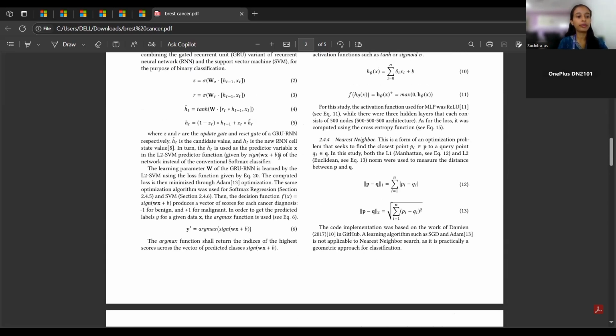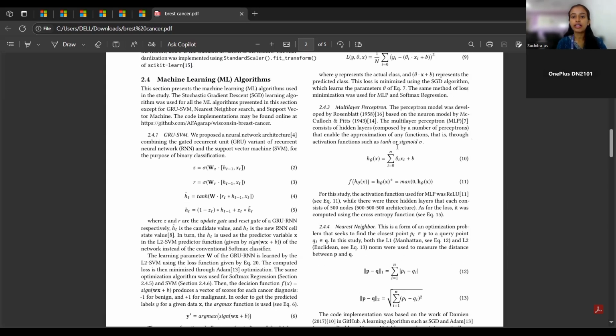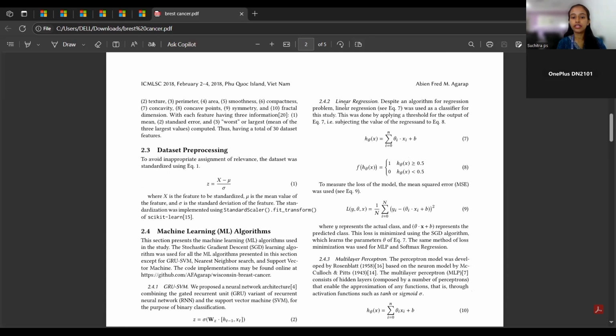It is a hybrid model combining a gated recurrent unit, a type of recurrent neural network (RNN), with a support vector machine. It innovatively applies RNN to tabular data and uses SVM as the final classifier instead of softmax. The test accuracy of this is 93.75 percent.